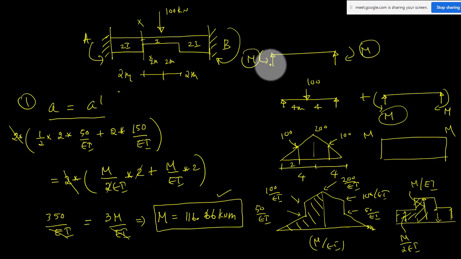Here the reaction value is simple because it is symmetric. What is this reaction? 100 by 2. What is this reaction? 100 by 2. 50, 50. So I will just give an example of how to find the reaction. I will take this example only because we won't get much time. So now I have solved the moment value. This is the method.